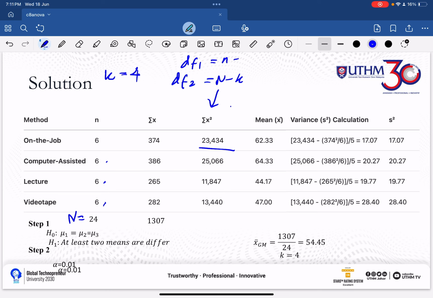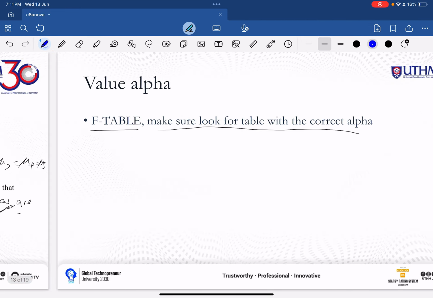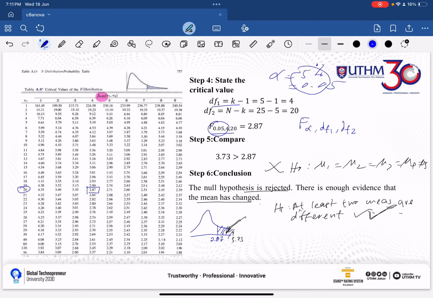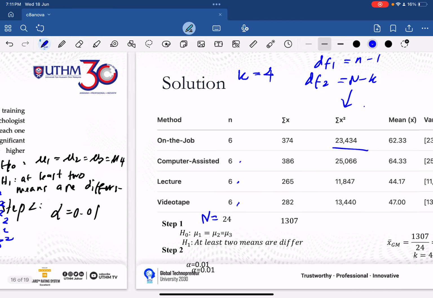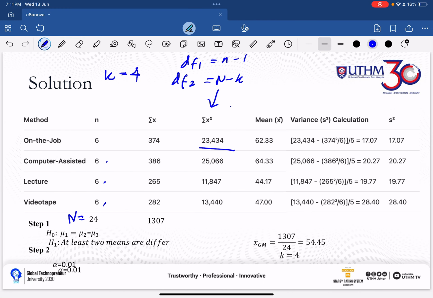So degree of freedom 2 is n minus k. This is n minus 1, right? Sorry. Not n minus 1. K minus 1. Sorry. So this is k minus 1. So k minus 1, 4 minus 1 is 3. And then this is n. 24 minus 3 is 21. Okay, so this is all of the information we need.